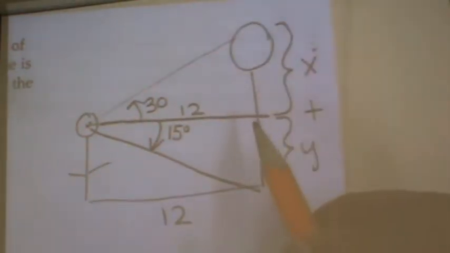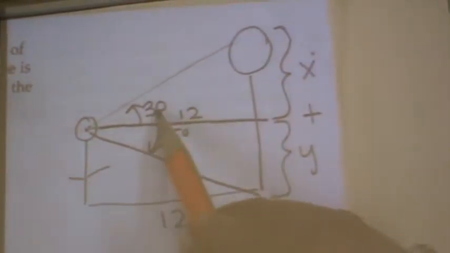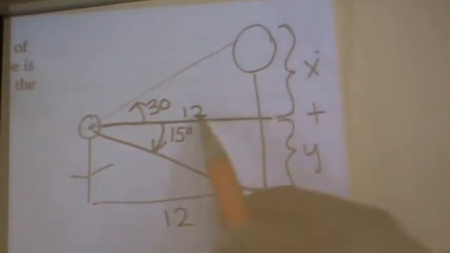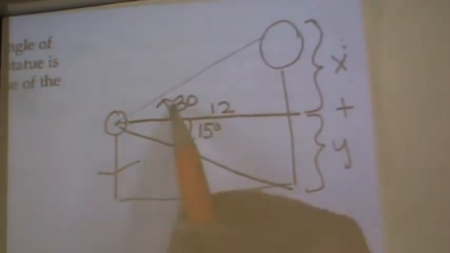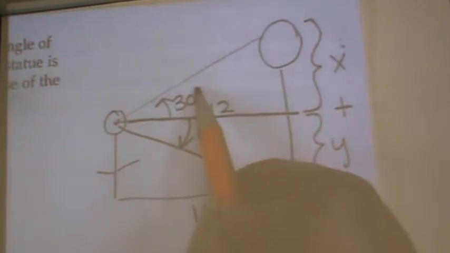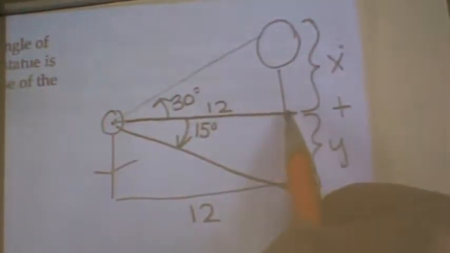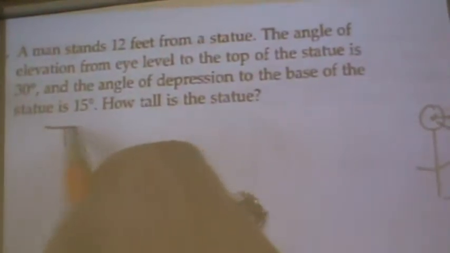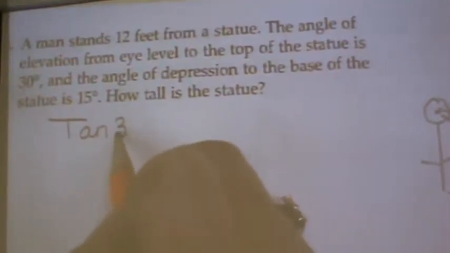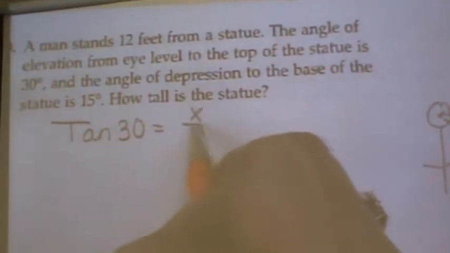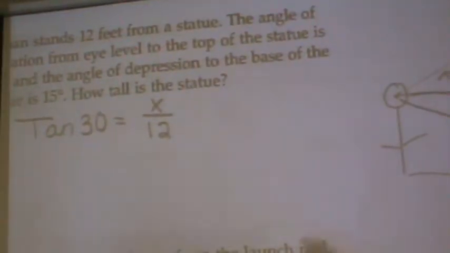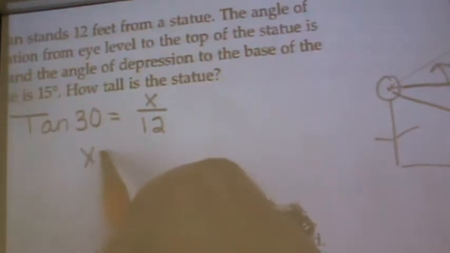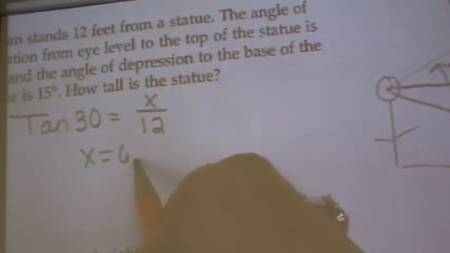So what trig ratio will you use with 30, 12, and this to get x? Anyone? You have 30 degrees right here, and then you have the side opposite and the adjacent. That would be tangent. So tangent of 30 is equal to the side opposite over the adjacent. Cross multiply, and you get 6.93.